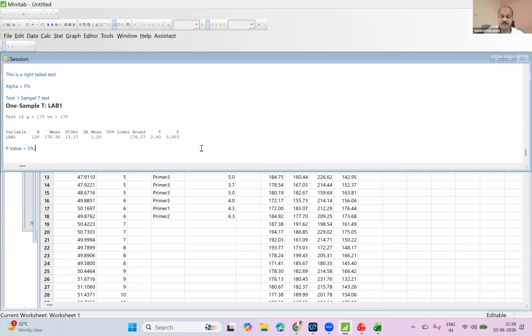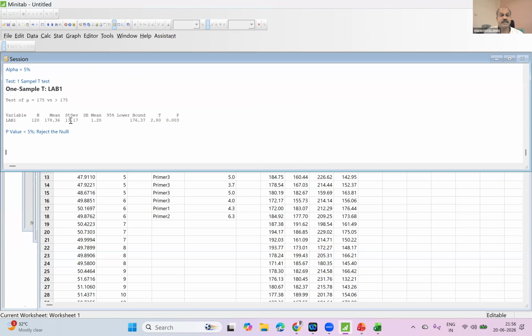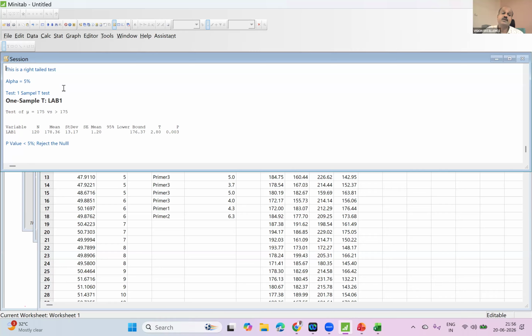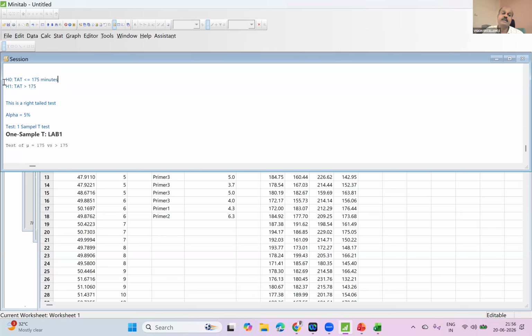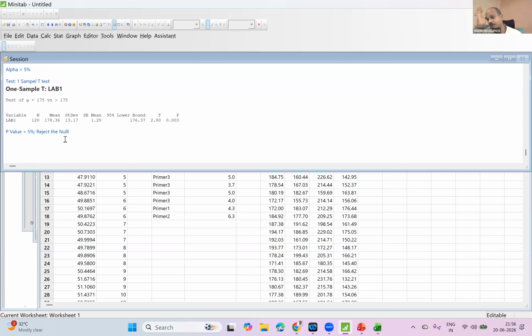P-value is below 5%. That means you reject the null. Now, what is the mean TAT? 178.3. So this lab is qualified to set up the facility or disqualified? Disqualified. Because your null is that you believed the lab will maintain a TAT of less than 175. But the test is telling you to reject the null. Reject the null means don't allow them to set up the facility. They are not eligible. Are you with me, all of you?